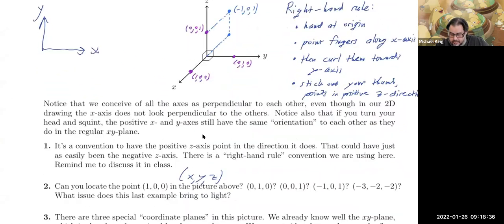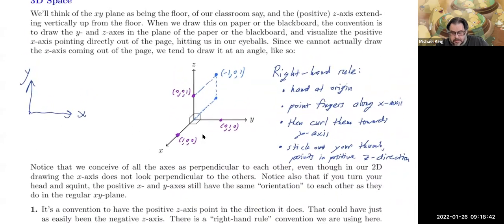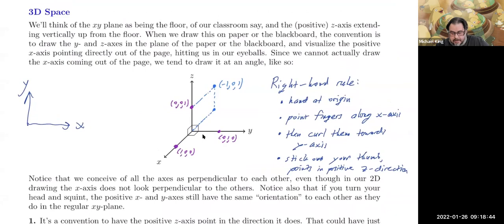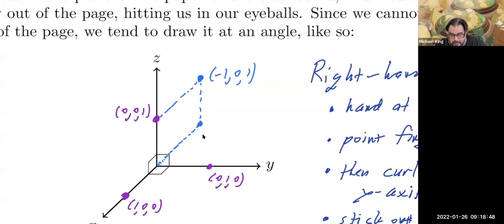Or you could do, before I do that last example, minus 3, minus 2, minus 2, you could think about something like negative 1, 1, 1, maybe. This out of the way a little bit.